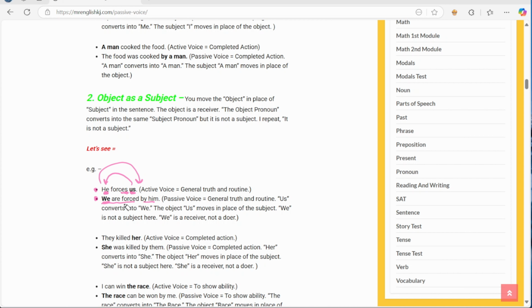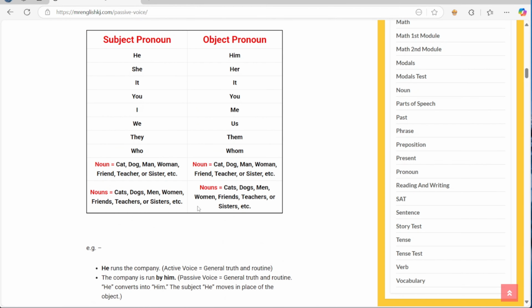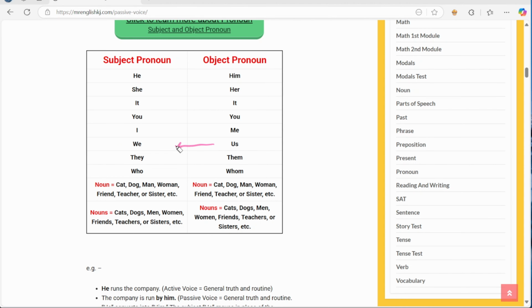We are forced. We are receiving force. Okay? But who is forcing us? We cannot mention that person, or if we want to mention that person, we are not giving importance to that person. We are giving importance to the object and the verb. Okay? Because they are coming first. The us becomes we.